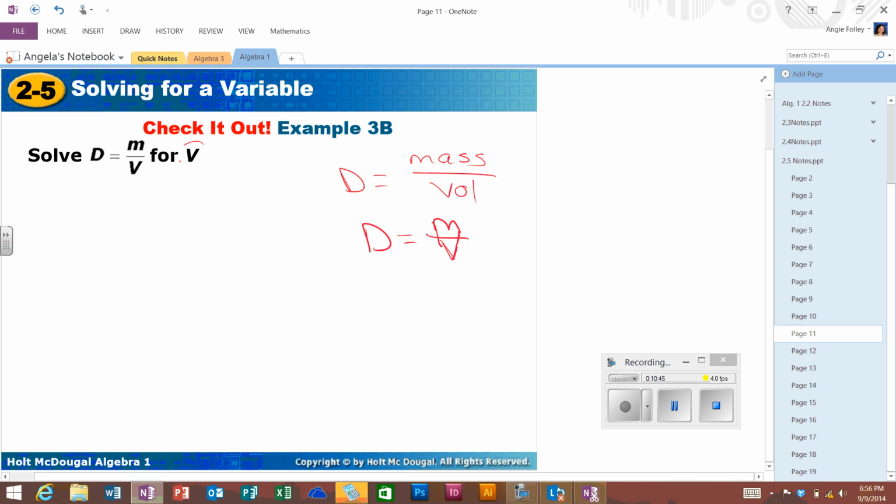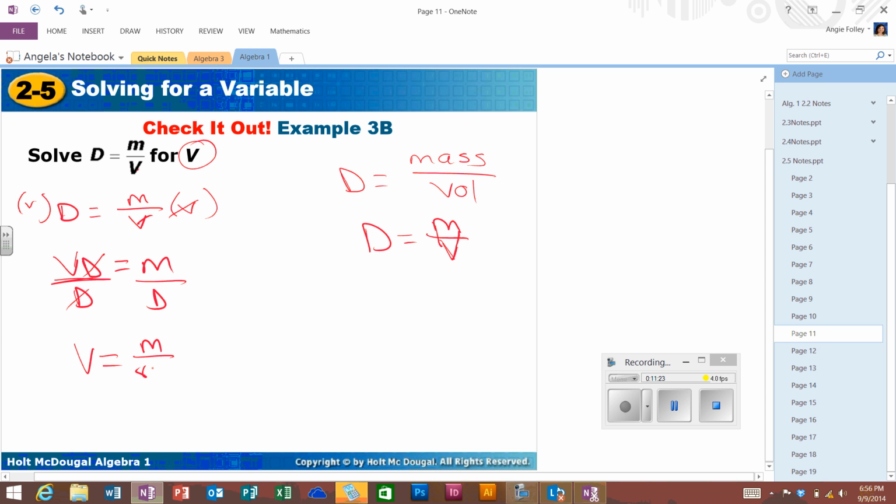All right, so here's a little bit of a tricky one. Well, the v is on the bottom of the m. So what I suggest you do is the only way to get the v out of the denominator is to multiply both sides. Let me rewrite this so you can see. Get the v out of the denominator by multiplying both sides by v. So that means we have vd is equal to m. Now, where is the v? The v is being multiplied by d. So to get rid of the d, we would divide by d. So v is equal to m over d.